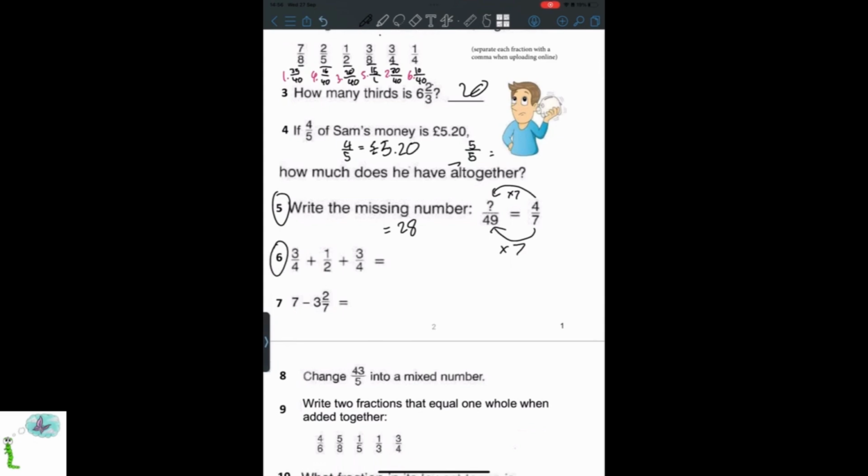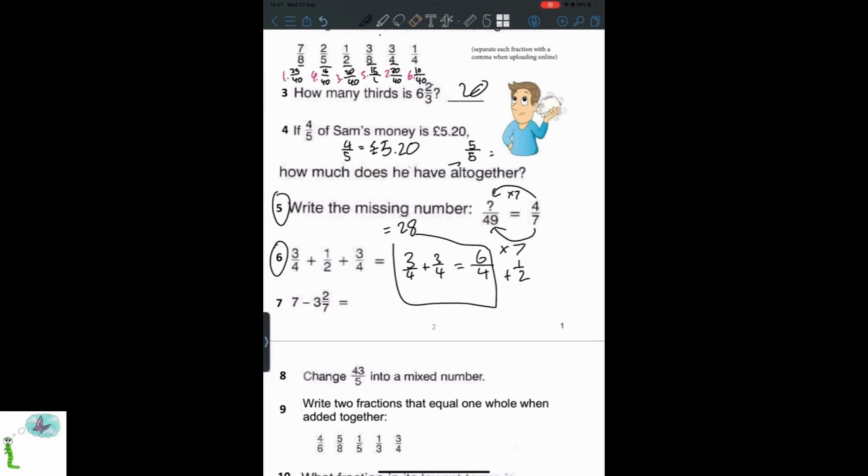Question 6. What we can do, we can first add the numbers that have the same denominator. And with that, you just keep the denominators the same and you add the top two, so it's 6 over 4. But what we haven't done yet is add the half, because we need the denominator to be the same.